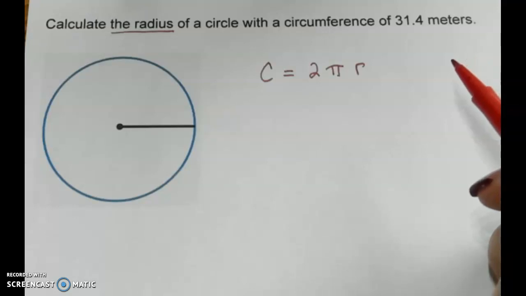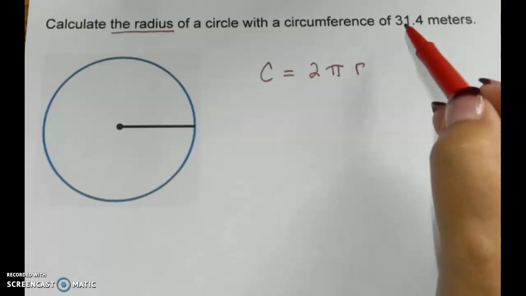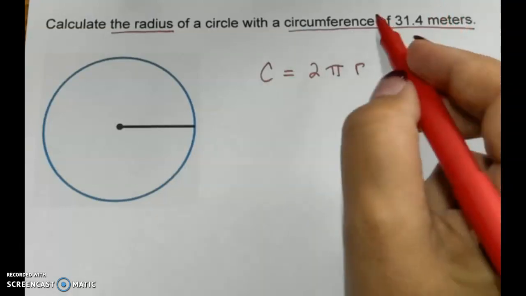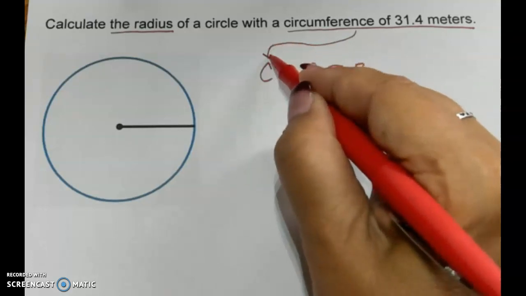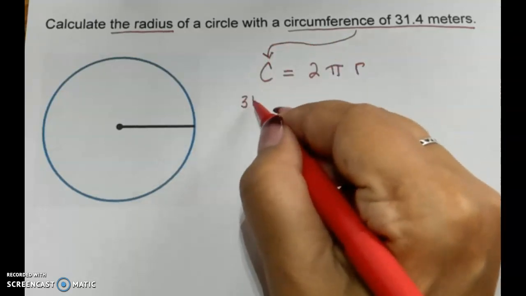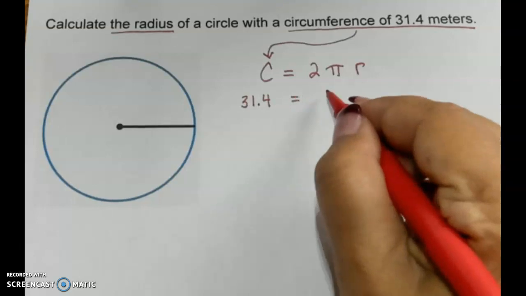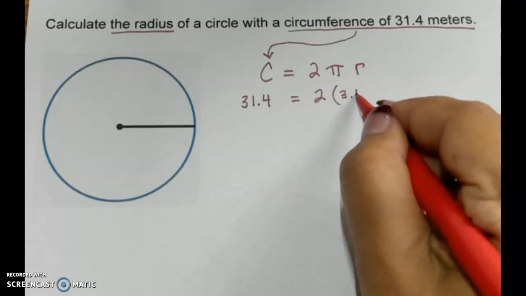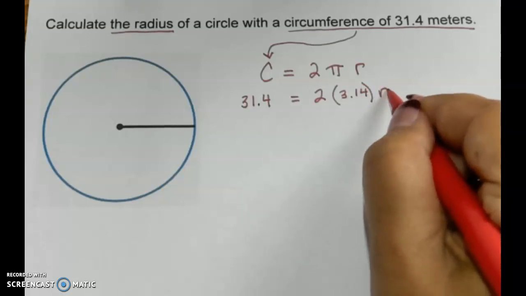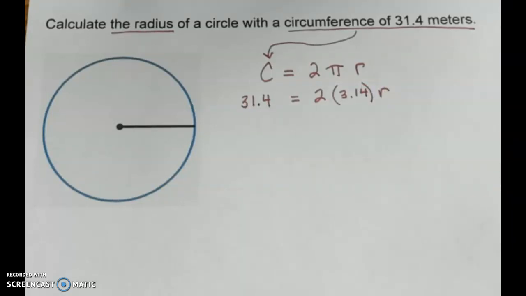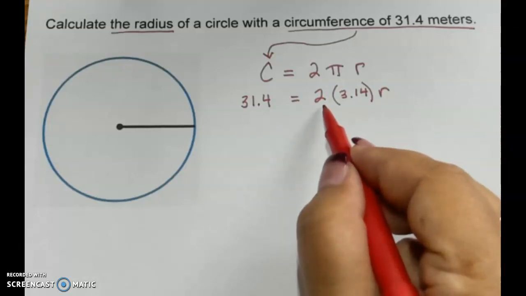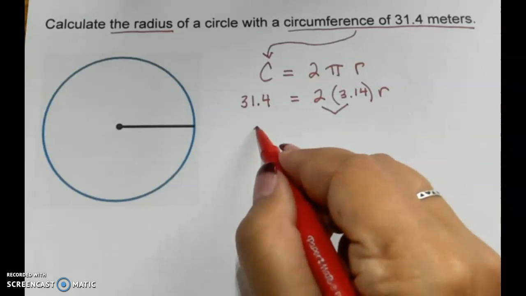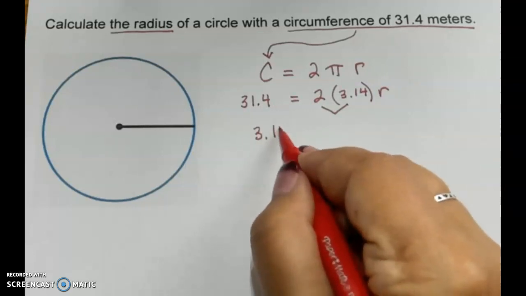Next, we'll substitute in the values we know. They're telling us that the circumference is 31.4 meters. That means that we need to substitute that value in for c. We know that 2 is equal to 2, pi is equal to 3.14, but we don't know what the r value is. Okay, so our first step in calculating is going to be multiplying 2 times 3.14. Everything else in our formula will stay the same.